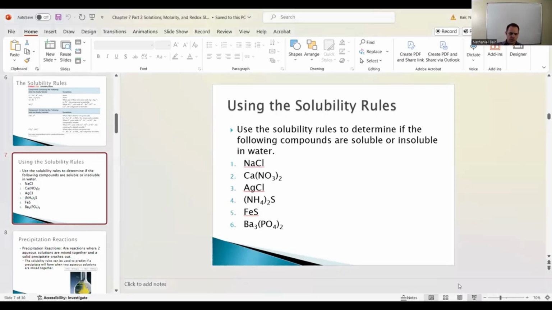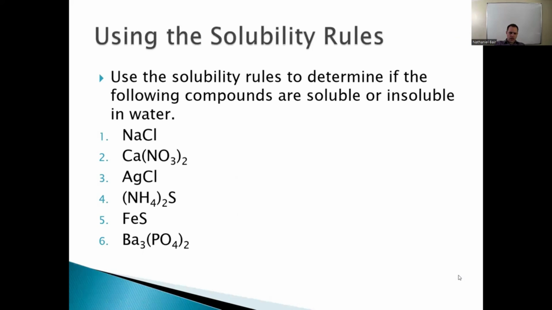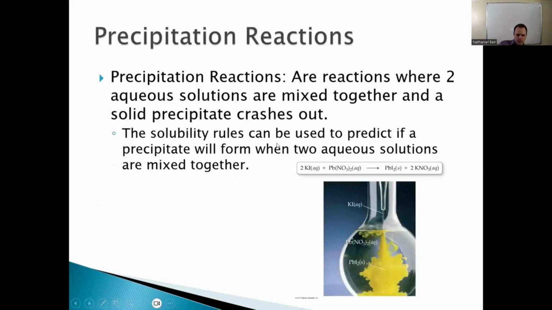And now we need to talk about precipitation reactions. So the first step is you learning how to use that solubility rule table to predict if a substance is soluble or not. The next step now is going to be using this in a double replacement reaction to predict if we'll form a precipitate. I know it sounds like a lot. Hang in there with me.